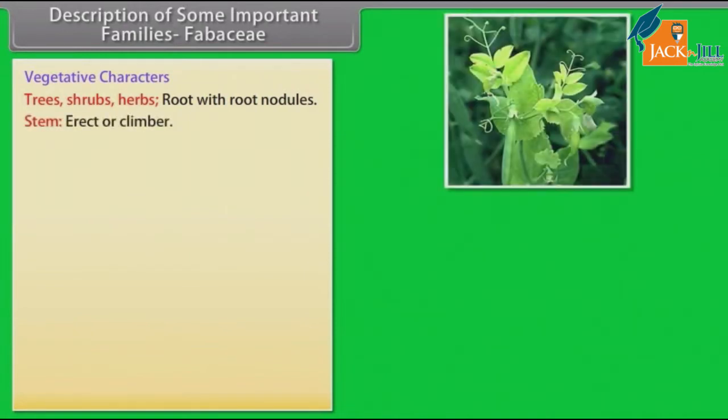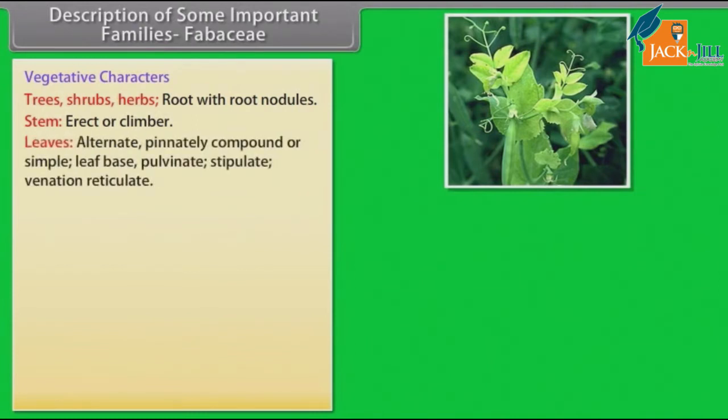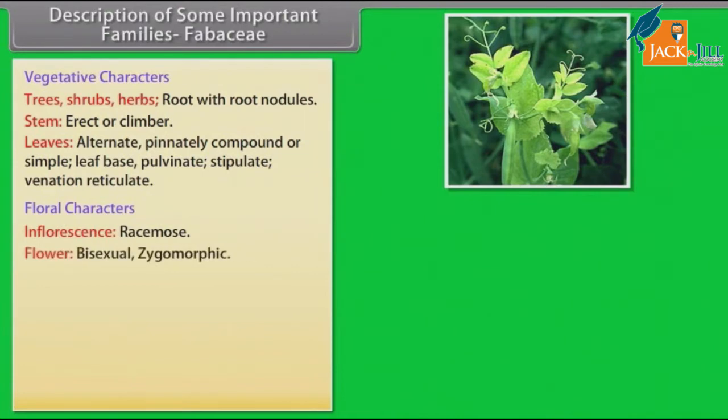Vegetative characters. Trees, shrubs, herbs, root with root nodules, stem erect or climber, leaves alternate, pinnately compound or simple, leaf base pulvinate, stipulate, venation reticulate. Floral characters. Inflorescence racemose. Flower bisexual, zygomorphic.